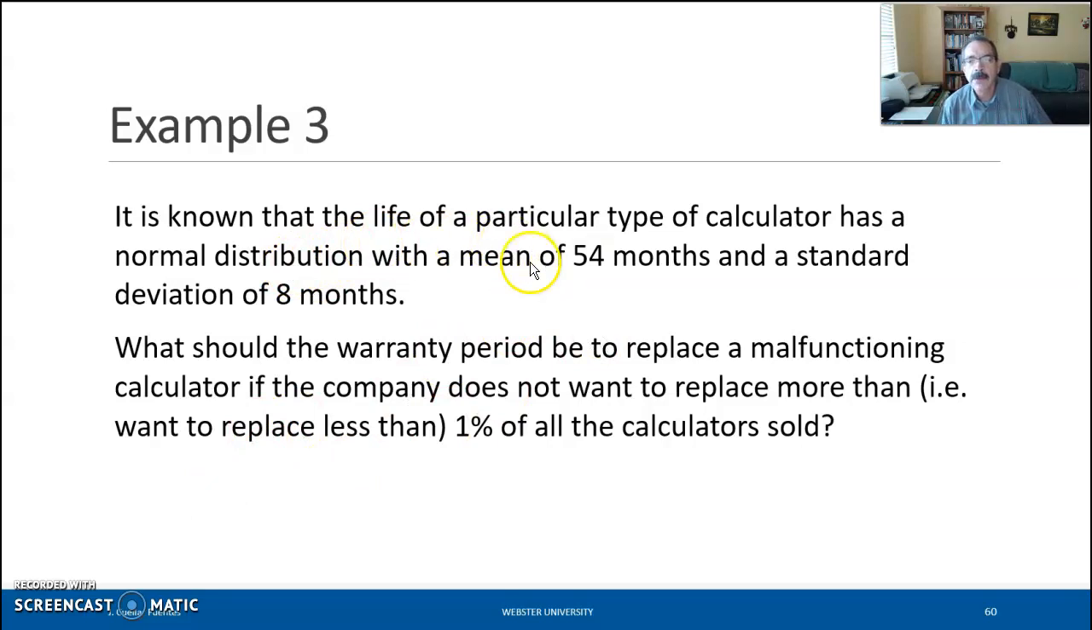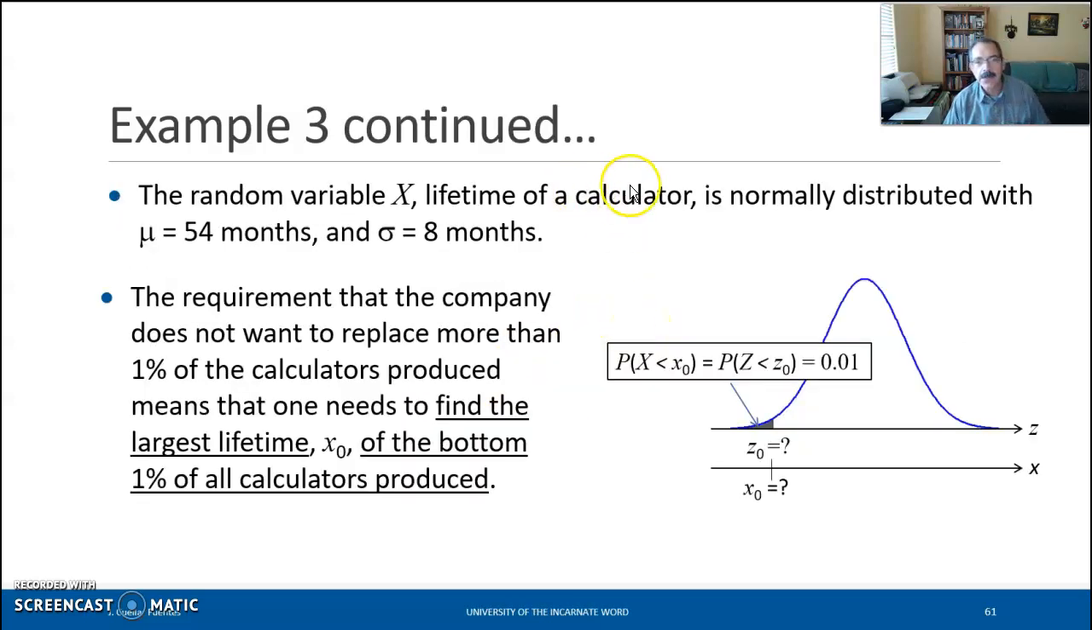All right. It is known that the life of a particular type of calculator has a normal distribution with a mean of 54 months and a standard deviation of 8 months. So the question is, what should the warranty period be to replace a malfunctioning calculator if the company does not want to replace more than 1% of the calculators? That is, they want to replace less than 1%. Of all the production, you want to at most replace that 1% of calculators that have a much shorter life.